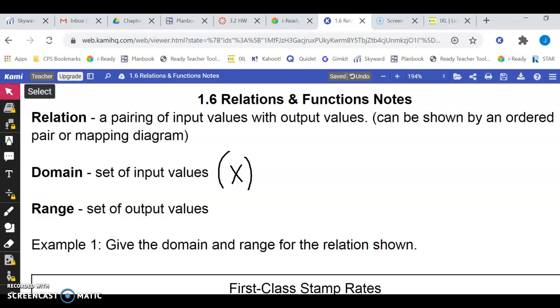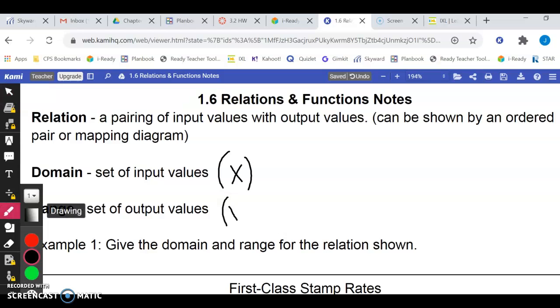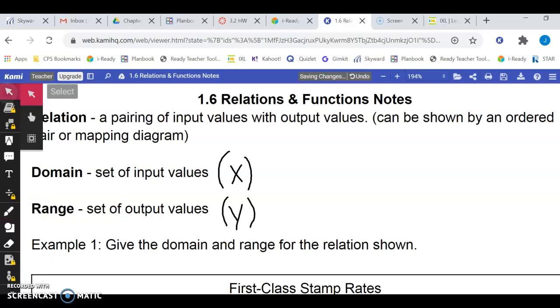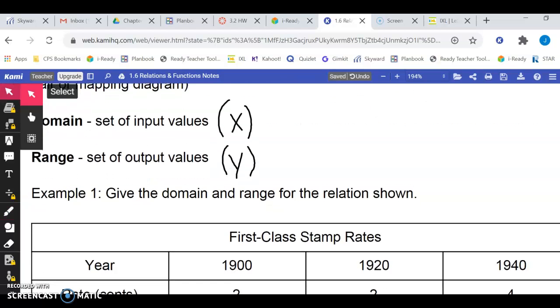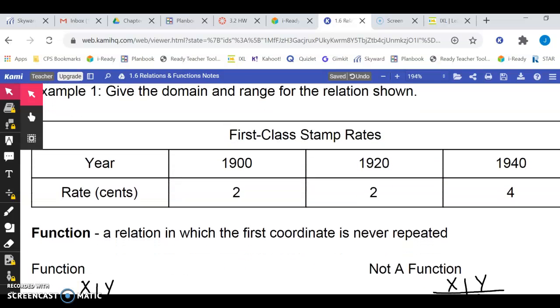And the range is the set of output values, and the output values are your y values. So for example 1, it says give the domain and range for the relation shown. So first class stamp rates, we have the year and we have the rate or the cost of those stamps.